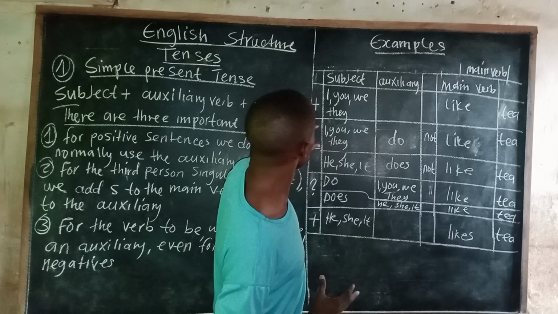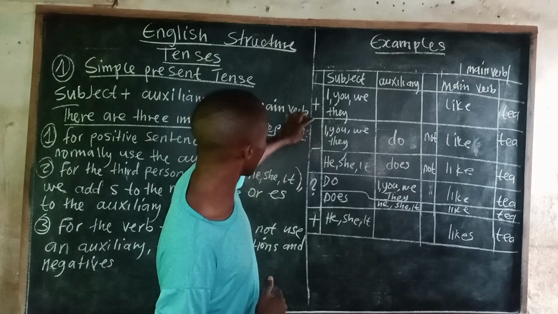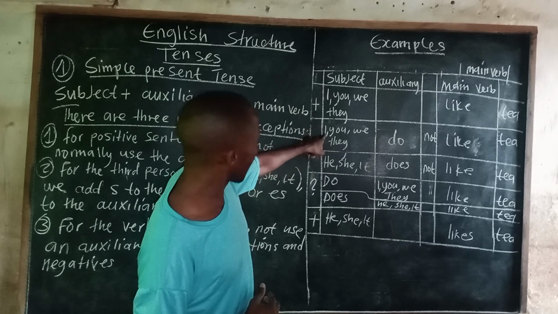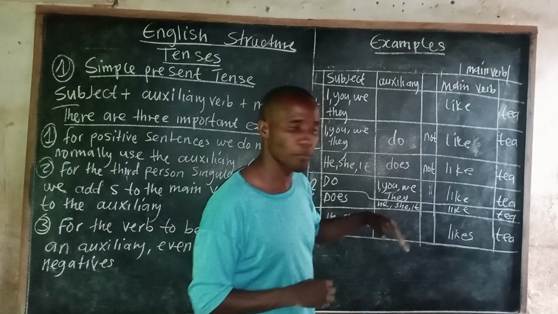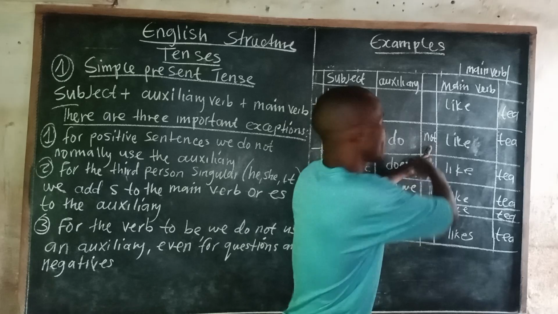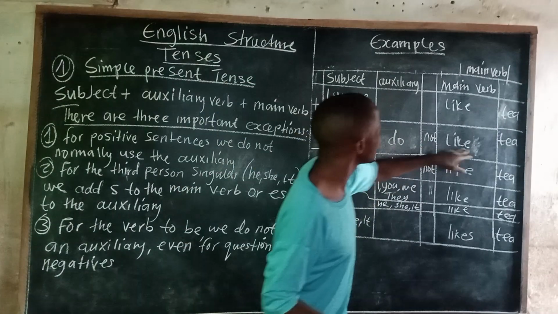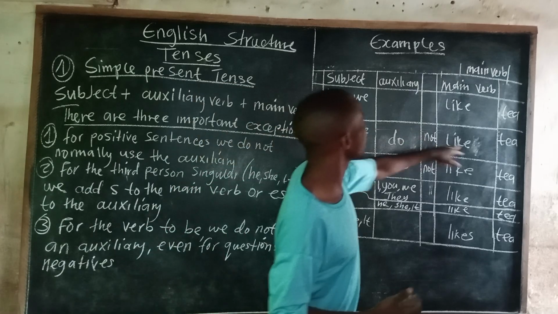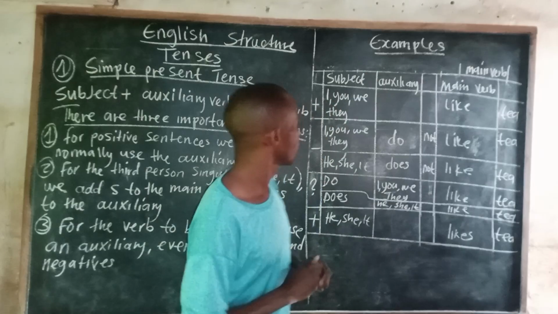Again we go to negative sentences. This one is negative, that's why you are seeing this symbol. For negative you need to use the auxiliary verb, which is do. So I do not, you have seen there is not there. That is negative now. I do not like tea. There's no way you can say I not like tea. That is wrong. So you need to add the auxiliary what? Verb.